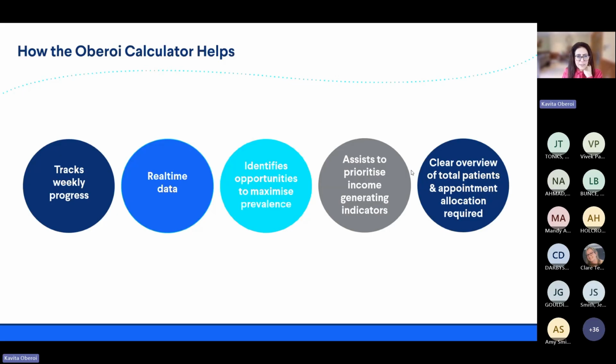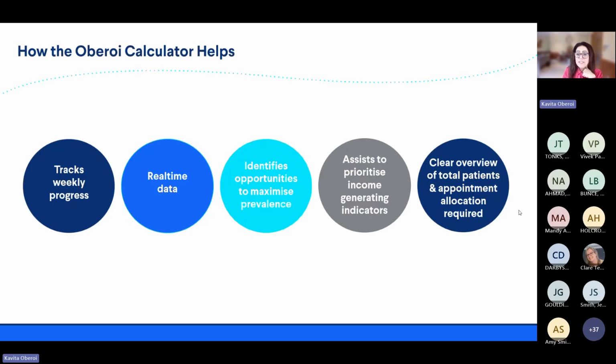So obviously we've talked about some quick wins. If you overlay that with the calculator, you will be able to track your weekly progress. It is real-time data as well. And every practice that we do feedback sessions with has been able to identify opportunities to maximise prevalence that they otherwise perhaps may not have looked at. It will help you prioritise the income for the indicators.